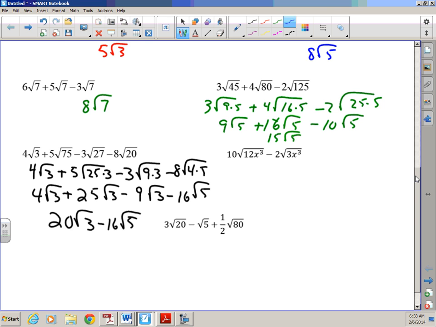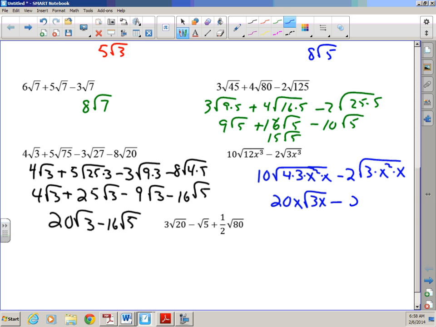Okay. Then I have 4 times 3 times x squared times x, minus 2, 3x squared and x. So then you get 20x radical 3x minus 2x radical 3x. You get 18x radical 3x. Okay.